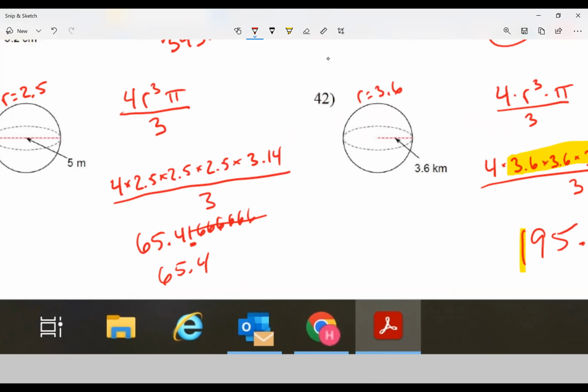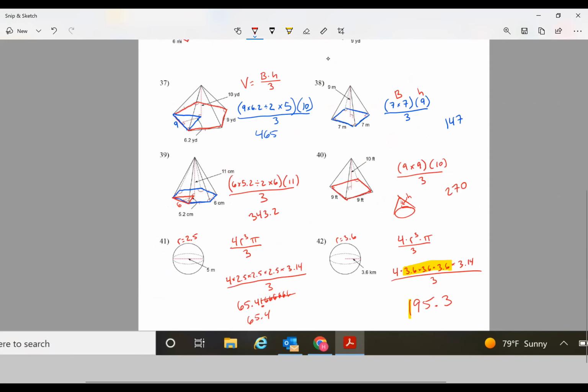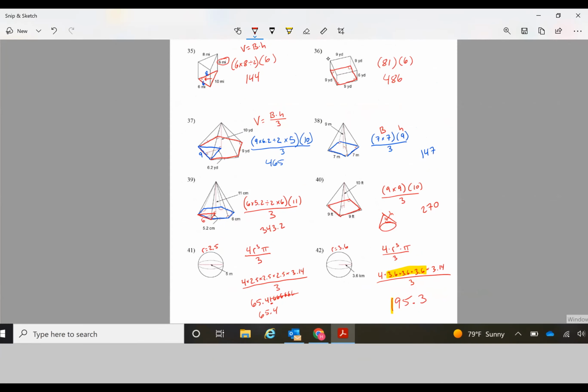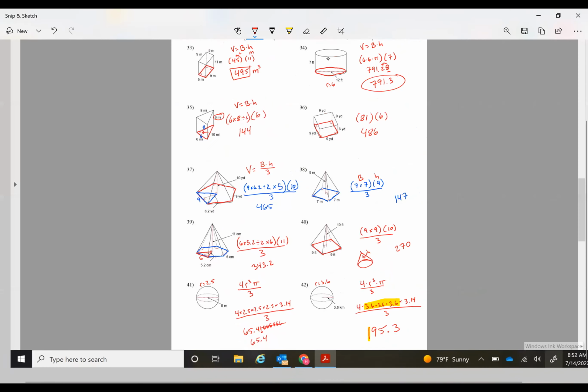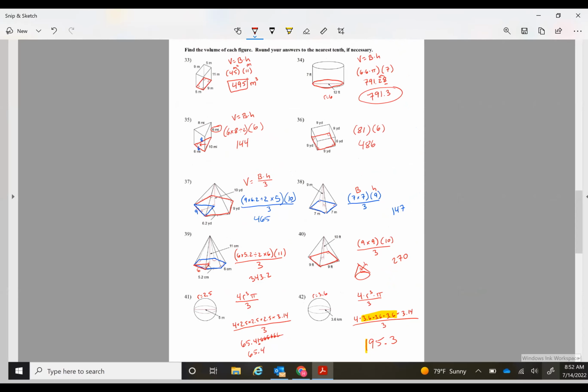I separated them for my lecture to show you guys. Now in your homework, they're all mixed. So don't think you're going to have prisms first, then pyramids, and then spheres. No, it's all mixed. So there, let me zoom out so you guys can take a picture of it. There it is.